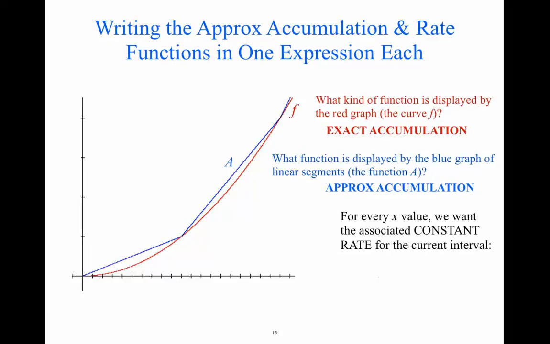So for every x value now, we want the associated constant rate. We just talked about building the accumulation function. Now what about the constant rate for every x value in the current interval? Let's make that x right there. We're in the second interval, but this could be any interval, the fourth, the 10th, doesn't matter. We want to build the associated constant rate out of the function f. It's going to be all about the function f in this current interval. And that constant rate is going to be the change in y over the change in x. We just did that, right?